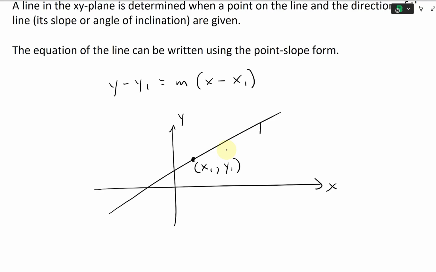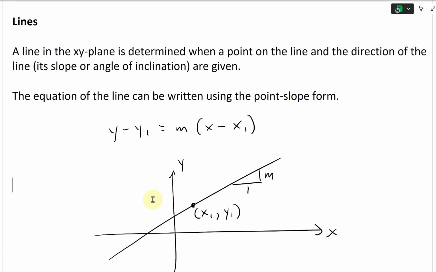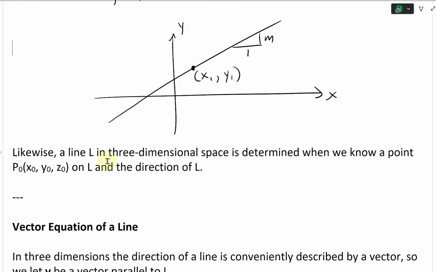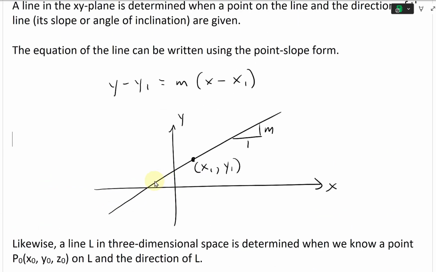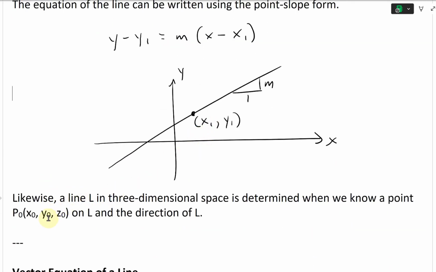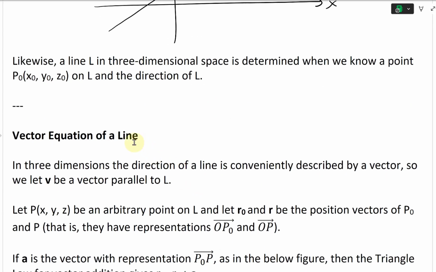And the slope right here is going to be our m. Like that. Alright, so that's in 2D, in 2 dimensions, or the xy plane. So now likewise, a line in 3-dimensional space is determined when we know a point, P naught (x naught, y naught, z naught), on L, and the direction of L. So all we need to know is a point and the direction of it. And that brings us to the vector equation of a line.